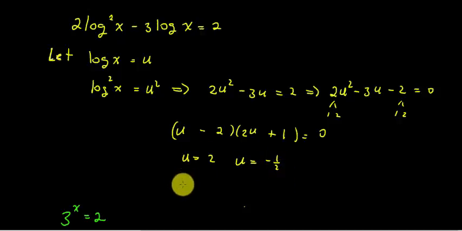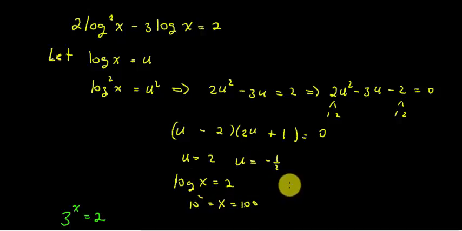Now we can plug back in what u is, which is log base 10 of x. So log base 10 of x is equal to 2. What is that saying? It's saying, what do I raise 10 to get x? And the answer is 2. So 10 to the power of 2 is equal to x, and it's pretty clear that's equal to 100. So x would be equal to 100.